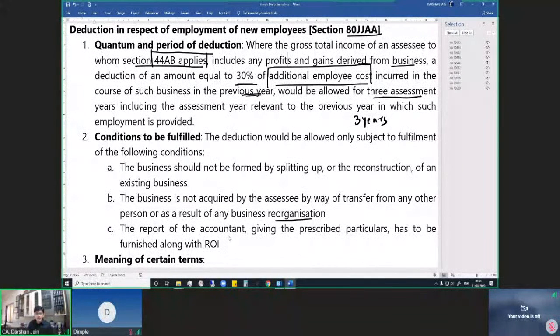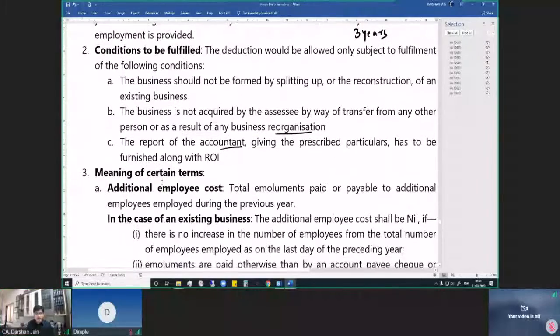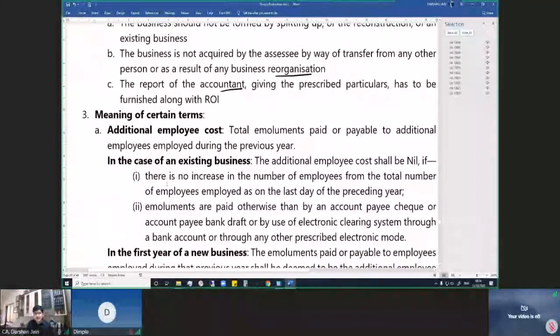This is provided you give a report of a chartered accountant who would certify that, yes, indeed you have generated new employment and you have incurred X amount as additional employee cost. Understanding what employee cost would mean is important. It is the total emoluments paid or payable to additional employees employed during the previous year.